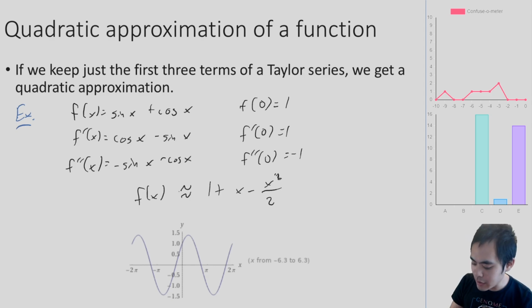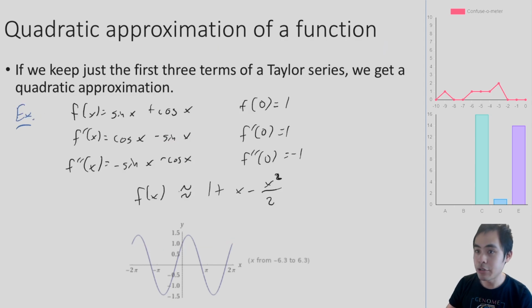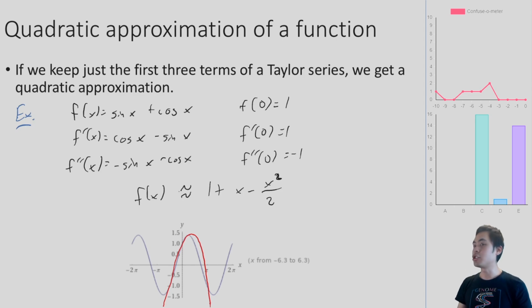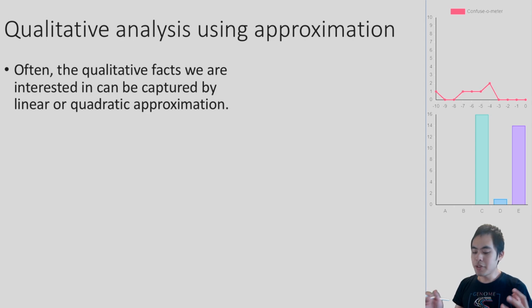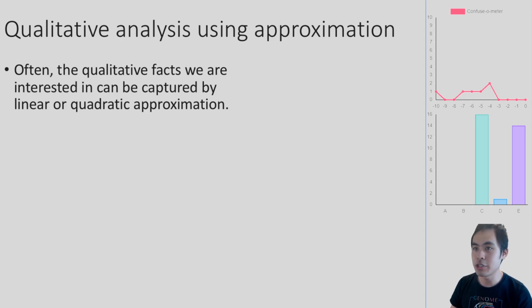So this is just taking more and more terms of the Taylor series. And it turns out when you draw this out, you end up getting something which isn't exactly your function, but it's getting closer and closer as we add more terms. And importantly, often the qualitative facts we're interested in can be captured by linear or quadratic approximation.